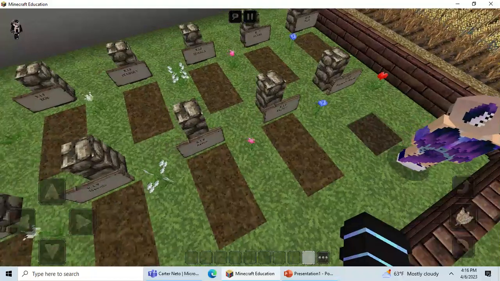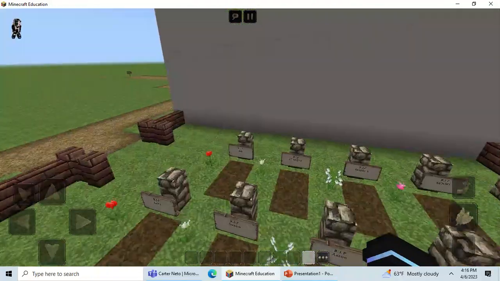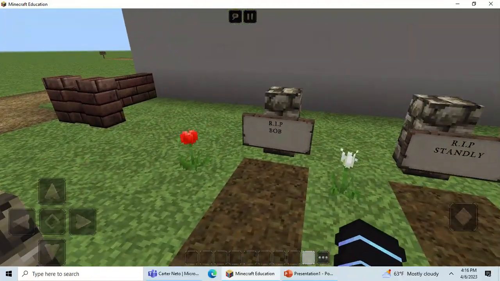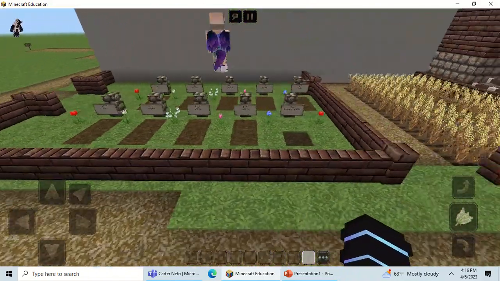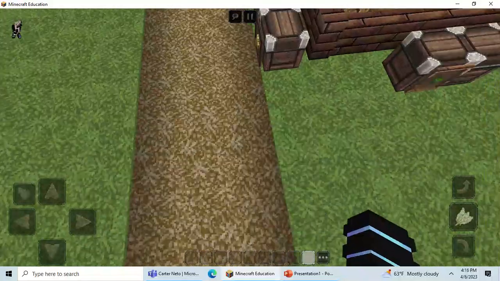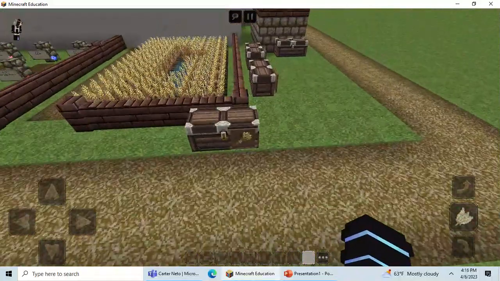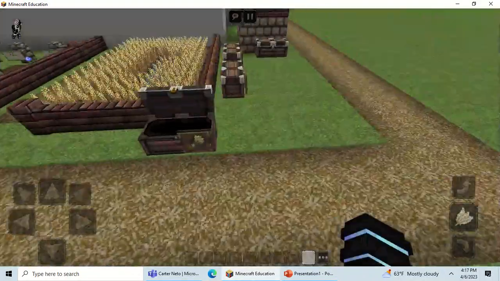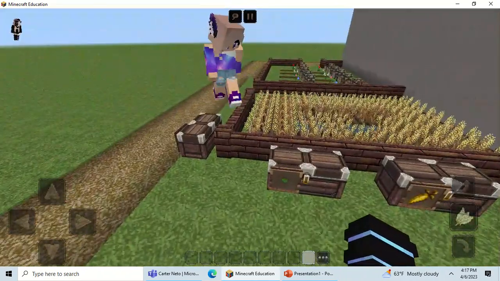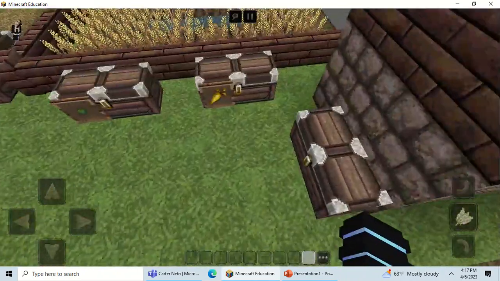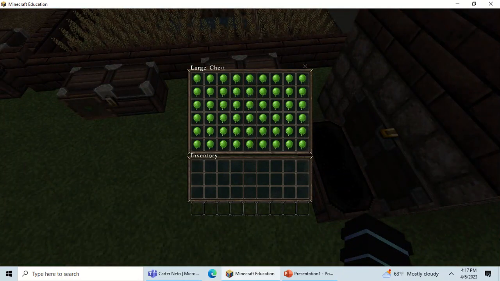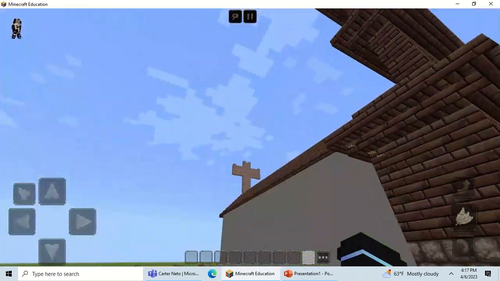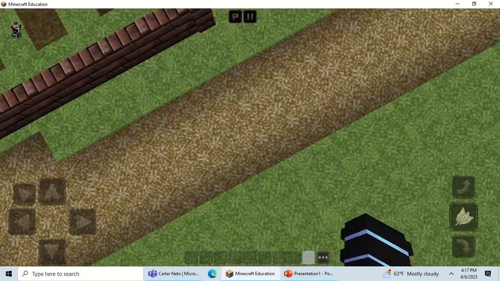So here is the graveyard. We just put RIP and then we put random names. And then we put flowers. Over here, we have the wheat, corn, and I think this is peas as well, I'm not sure.